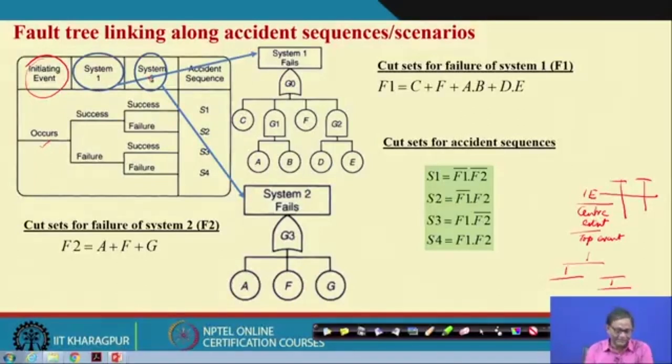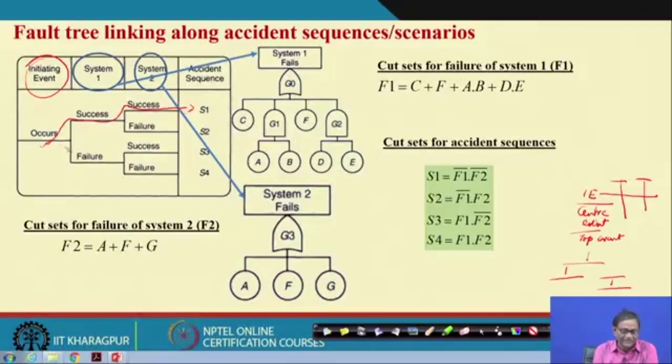So here in this particular case, we have branched system 1 and system 2 in terms of success and failure. So even if system 1 is successful, system 2 will also act, and when system 1 is a failure, system 2 also acts. So as a result, there are 4 accident sequences.